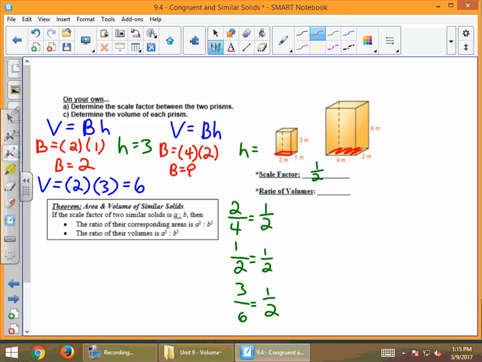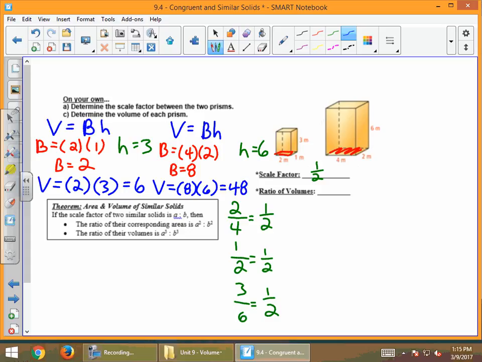4 times 2 is 8. And what's the height? 6. If it's sitting on space, how tall is it? It's 6. Or the distance between the bases. Either way. We still have everything we need. I got my B, got my H. Let's solve. Big B is 8. Height is 6. 8 times 6 is 48. Great. So we now know the volumes.